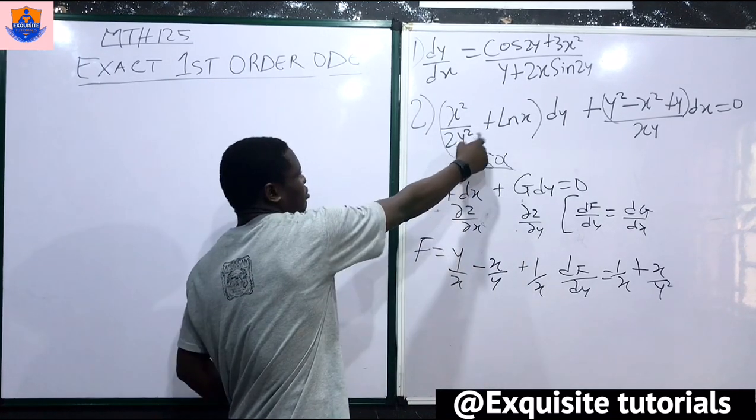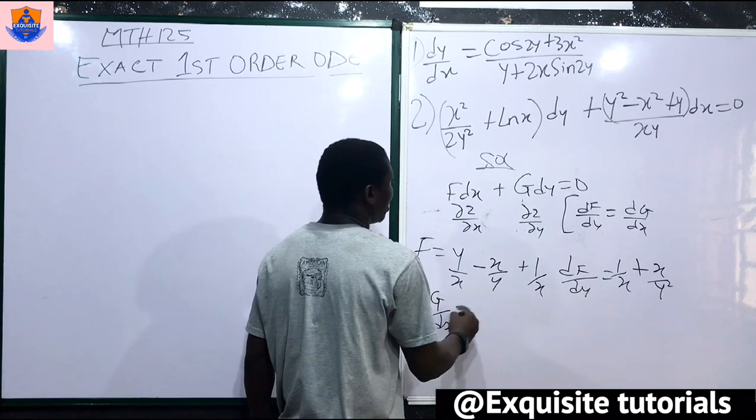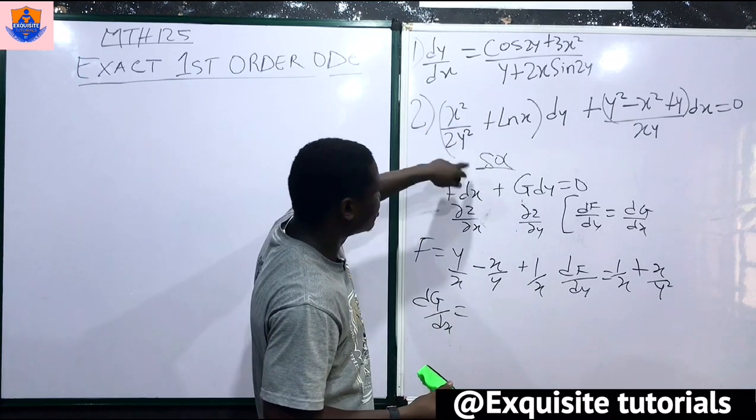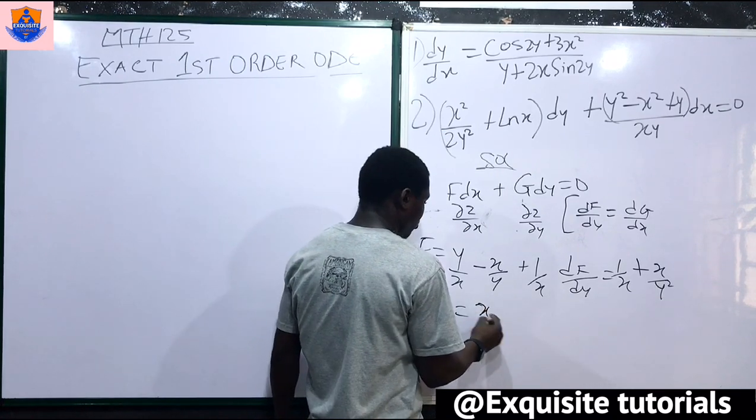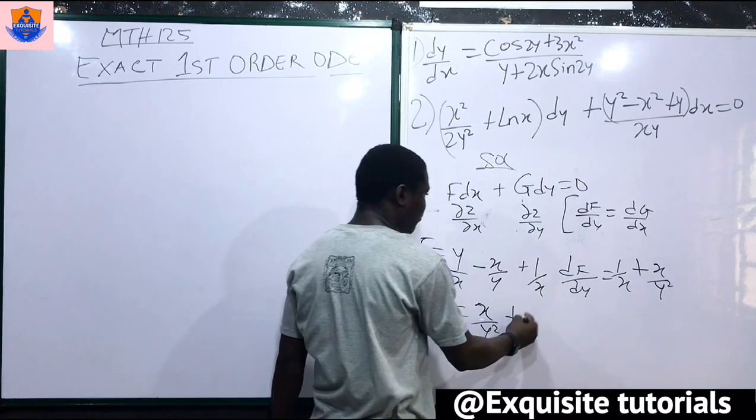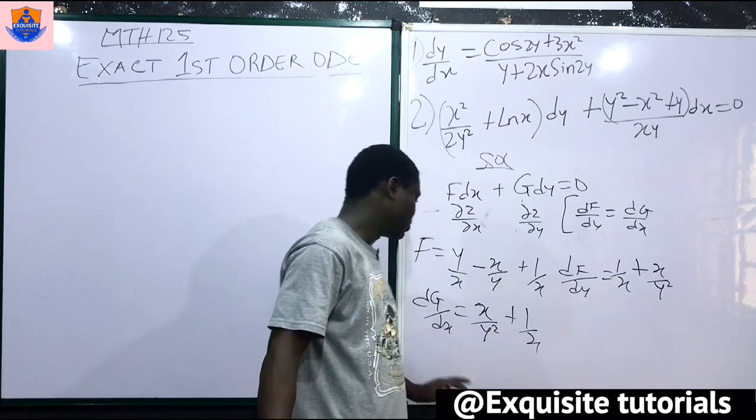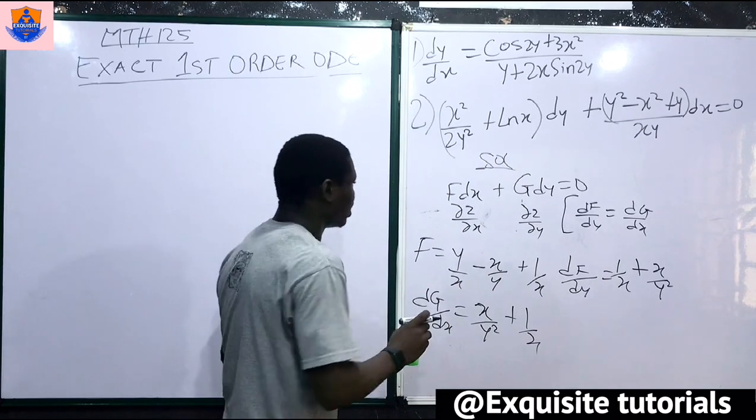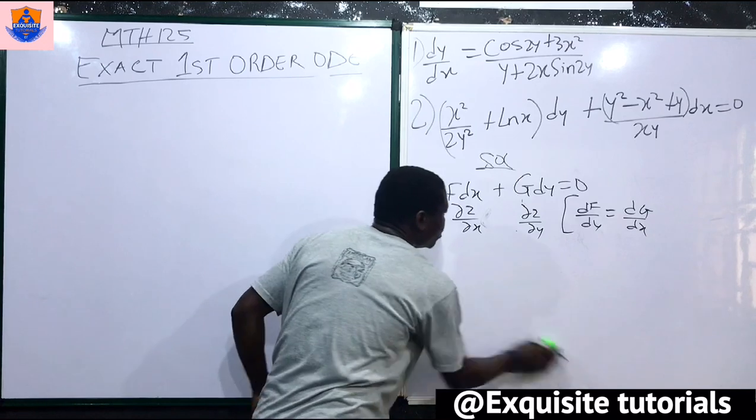Then our g is this, so let me differentiate dg over dx. Our dg over dx, this y square is a constant, so I'll have 2 times everything here. 2 cancels out 2, I'll be left with x over y square, which is this. Then when I differentiate ln x, I'll have 1 over x. So our dg over dx is the same thing as df over dy. So this equation is an exact first order differential equation. So we have established that fact. Let's now solve the differential equation.